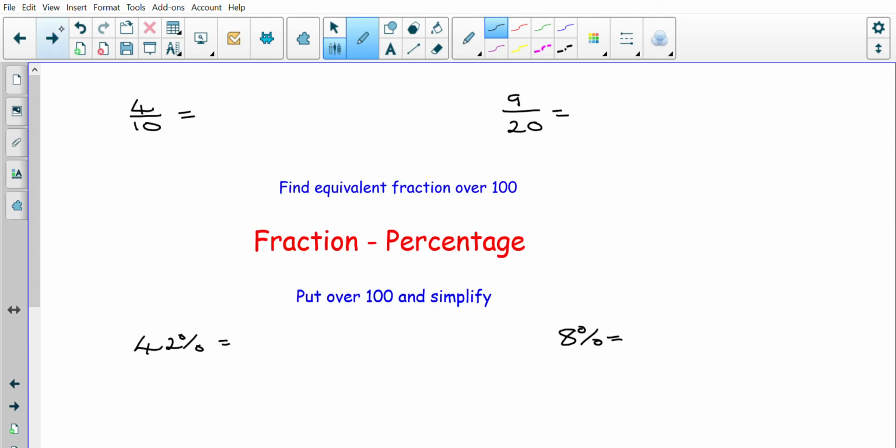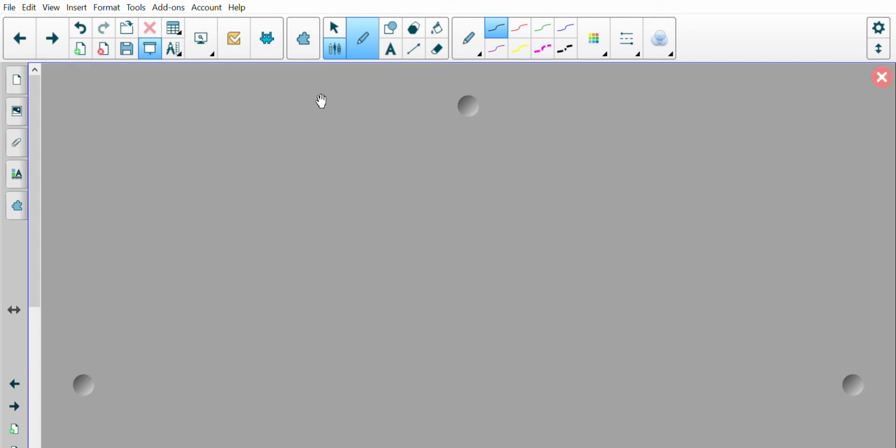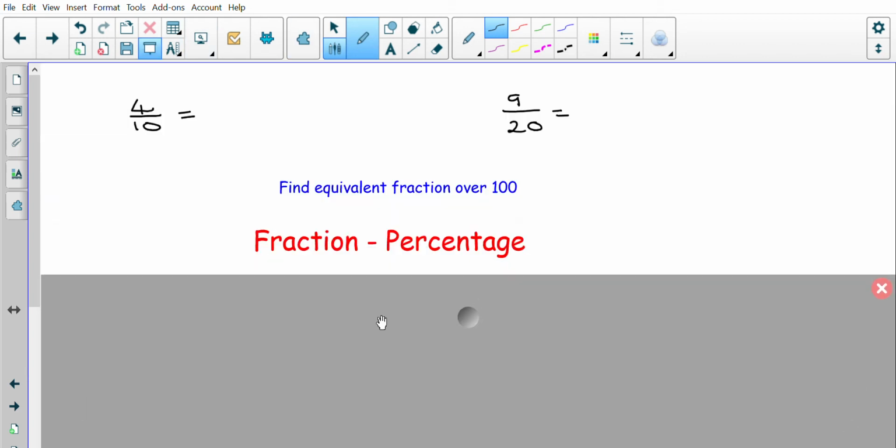Now then, let's have a look at converting between a fraction and a percentage and back again. So let's just start by starting with a fraction and converting it to a percentage, so going this way. In order to do this, we need to put our fraction over 100. Percentage is always out of 100, so if we can make our fraction as a fraction out of 100, then we can take the numerator as the percentage.